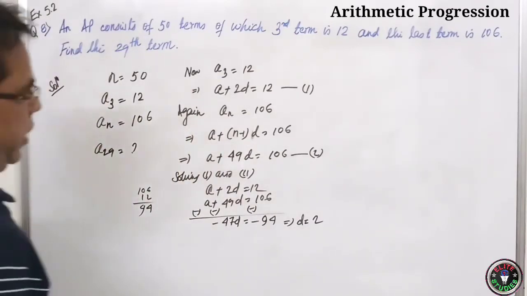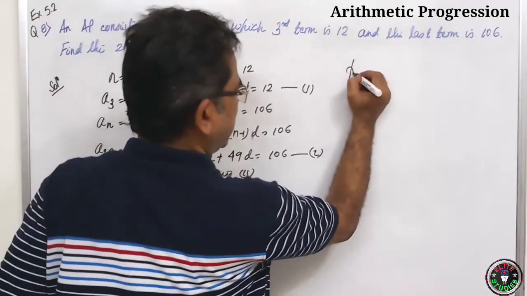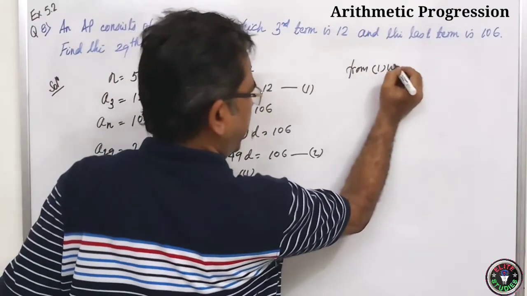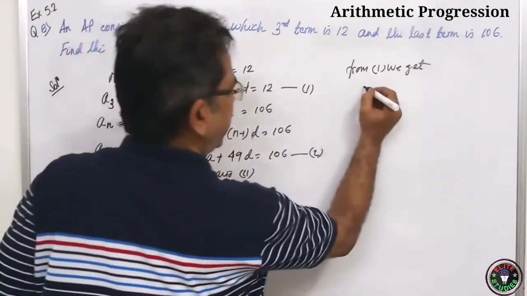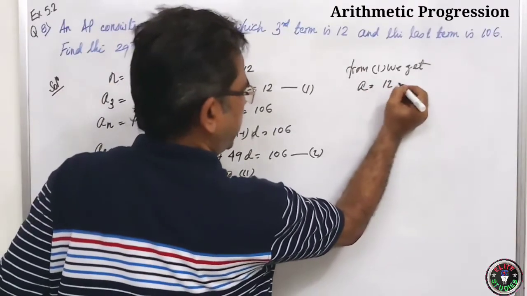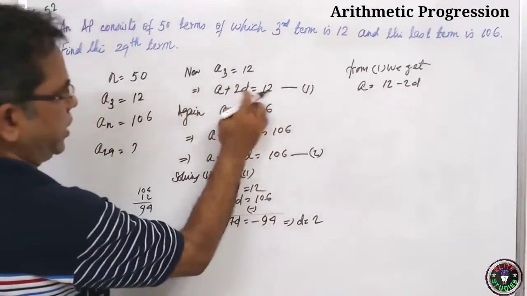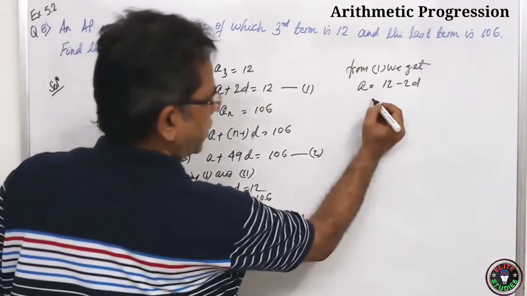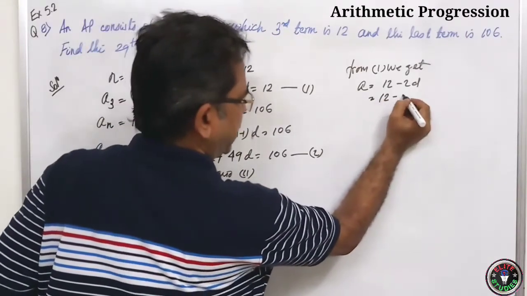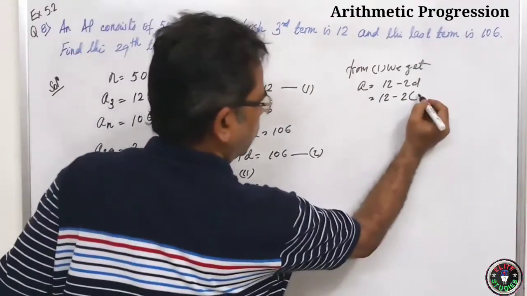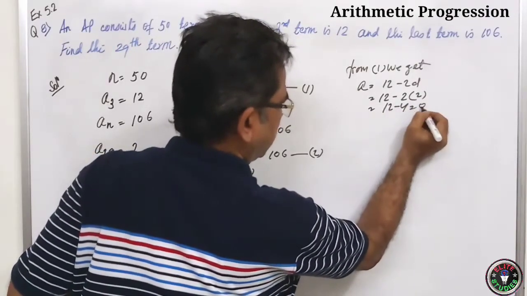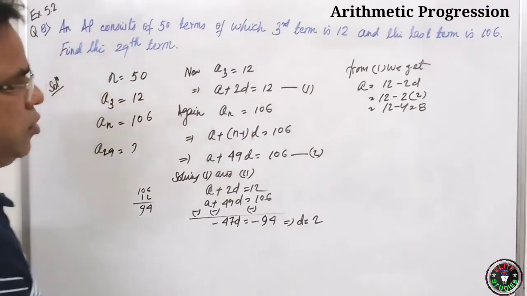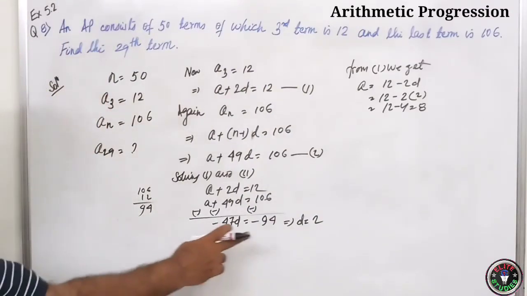Okay. So from 1 we get A is equal to 12 minus 2D. D we know, so it is equal to 12 minus 2 into D, which is how much? 2. So it is equal to 12 minus 4, which is 8. We got A is equal to 8 and D we got as 2.